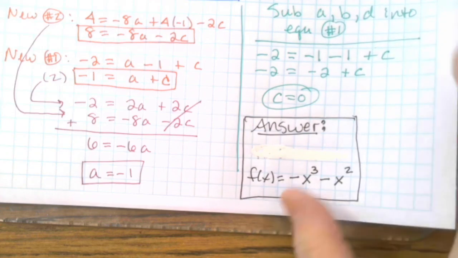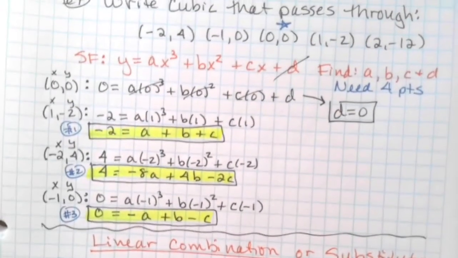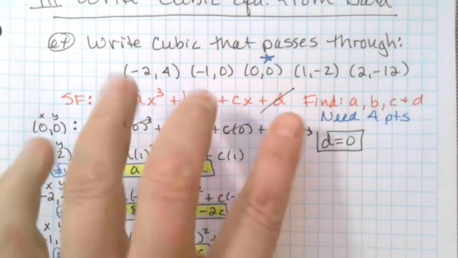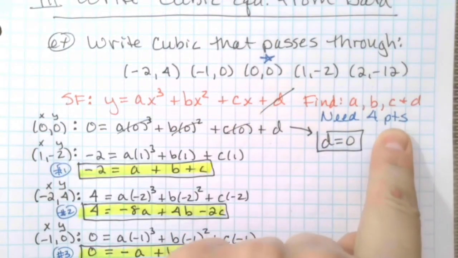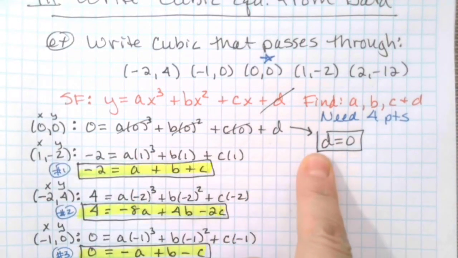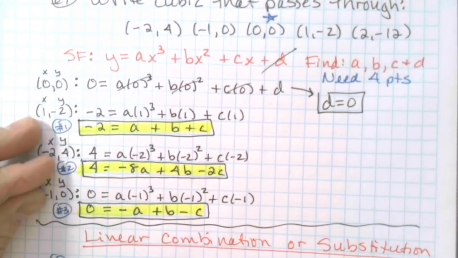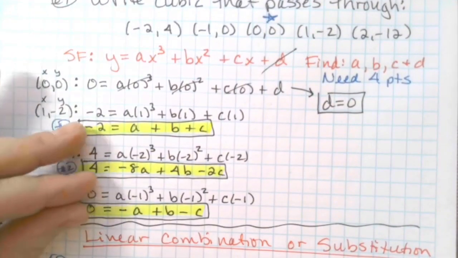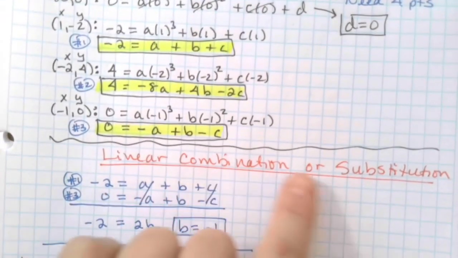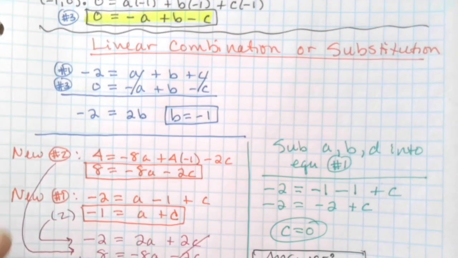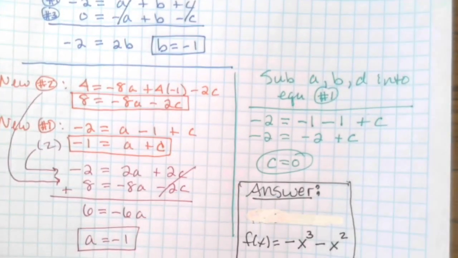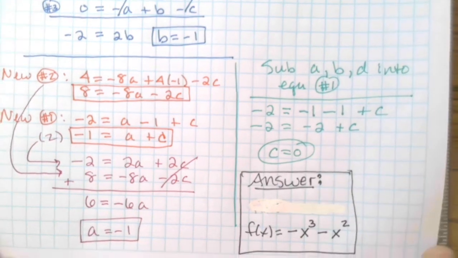Okay, so to recap, write a cubic that passes through specific points. You have 1, 2, 3, 4 letters, you need 4 points. Now, if 0, 0 happens to be one of them, you can do that one first and eliminate D, and then you only need 3 points. Pick 3 points, sub them in, get 3 equations. Then take those 3 equations and either use linear combination or substitution to solve them for A, B, and C. And these are all things that you did in Algebra 2, just probably not with this many variables.